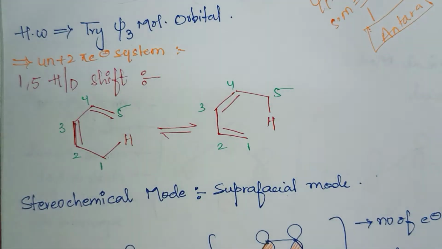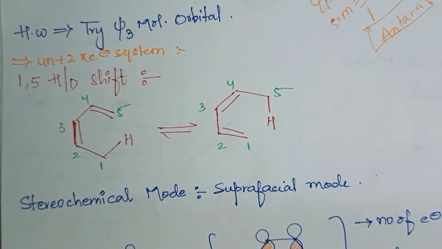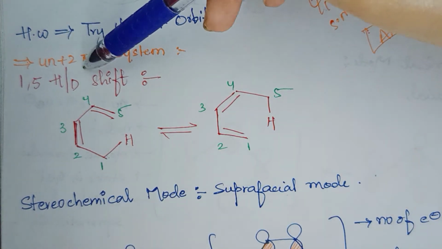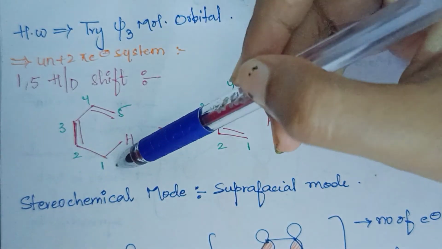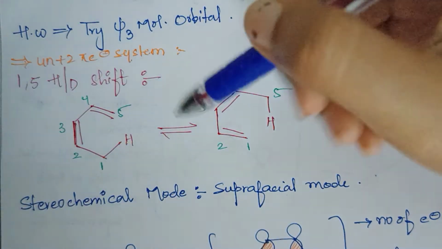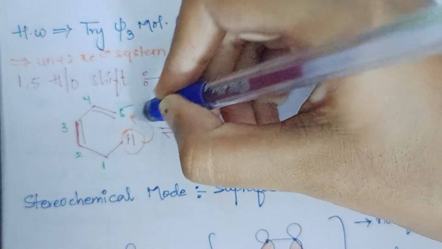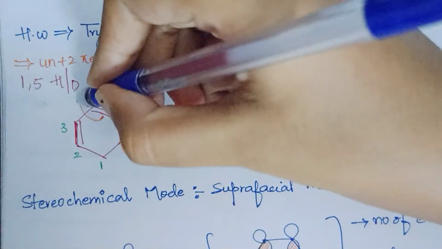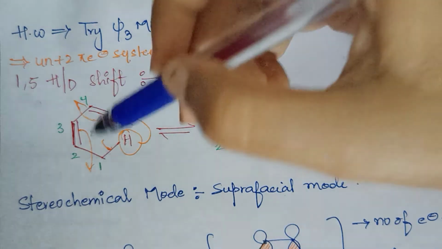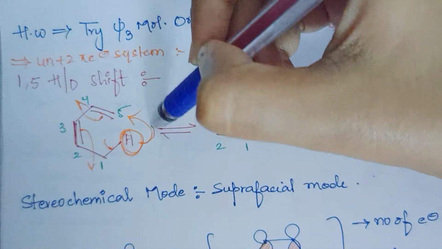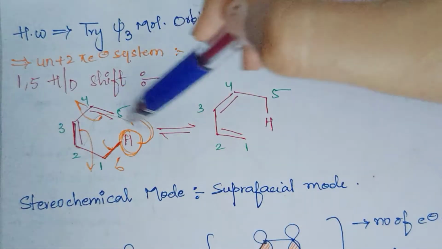Now we go to the next example of the next system, that is the 4n plus 2 pi electron system. The example of a 4n plus 2 pi electron system is the 1,5 hydrogen or deuterium shift. So here this is a migration origin, 1, 2, 3, 4, 5. Here hydrogen is shifting from 1 to 5 and the pi electrons will get shifted. Okay, what is happening? This hydrogen is shifting from 1 to 5, meaning this bond is breaking, the sigma bond is shifting around the pi system.